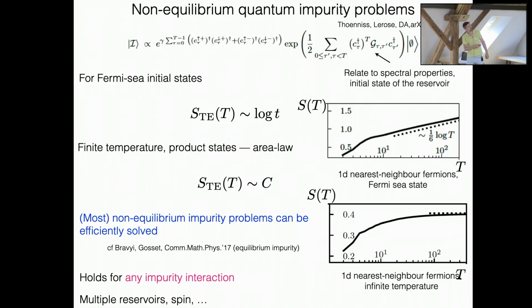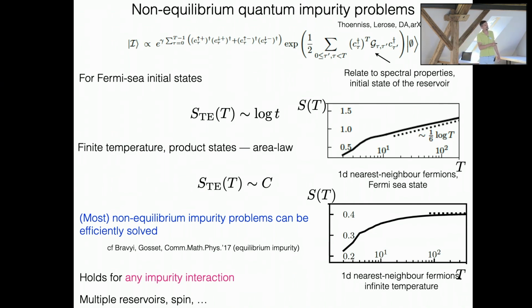So here it's shown for a particular simple model of a reservoir, a simple tight binding model. And then for a bunch of other initial states, which are at finite temperature, product states, you have area law temporal entanglement. And what this tells you, and probably the statement can be made more rigorous, is that many non-equilibrium impurity problems can be efficiently solved, right? There has been previous work showing that equilibrium impurity problems can be solved efficiently, but this gives you a practical way to also solve a bunch of non-equilibrium impurity problems.